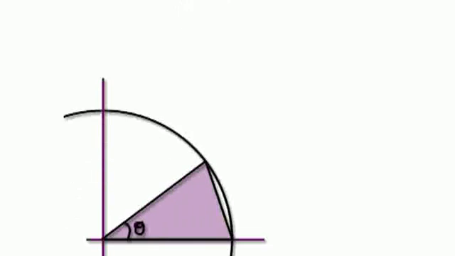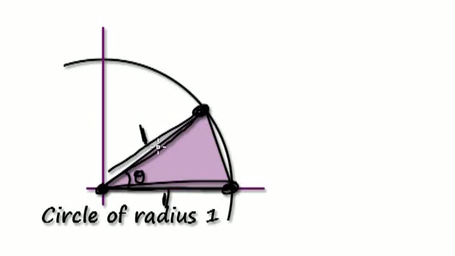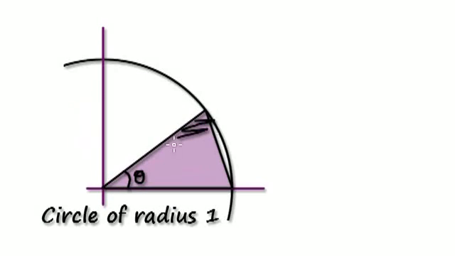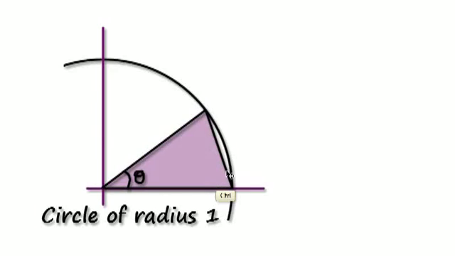Okay, let's give you guys some more practice. So here you've got a circle of radius 1, meaning that from the center of the circle to here, the distance is 1, and this here is still part of the radius. So this distance here is 1. So 1 here and 1 here. Anyway, find out the area of this triangle here.